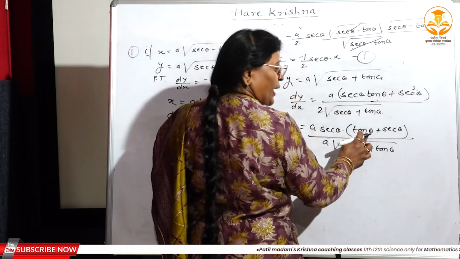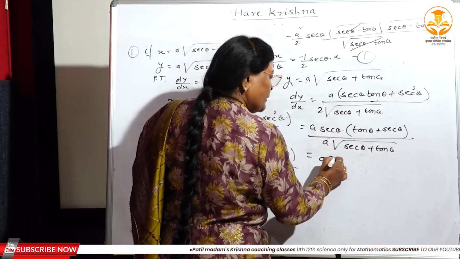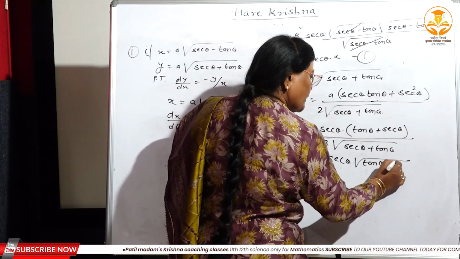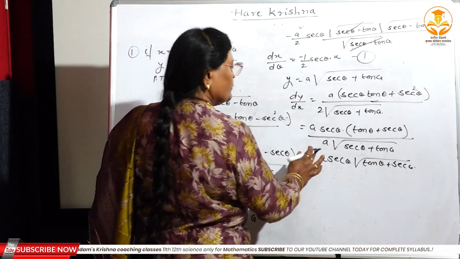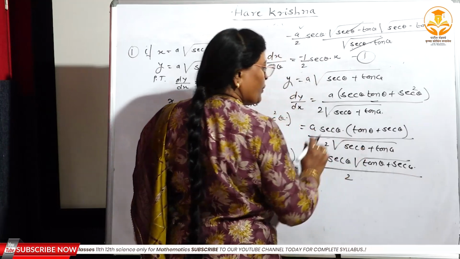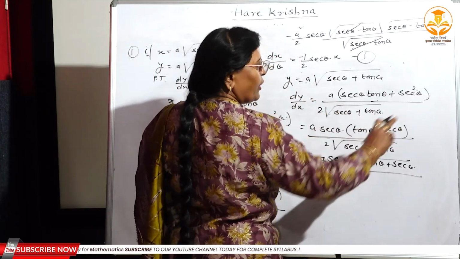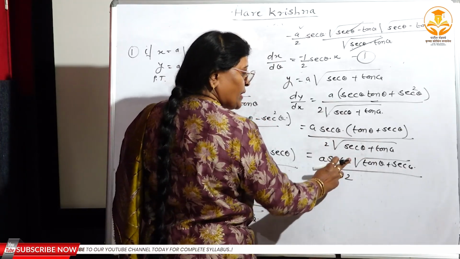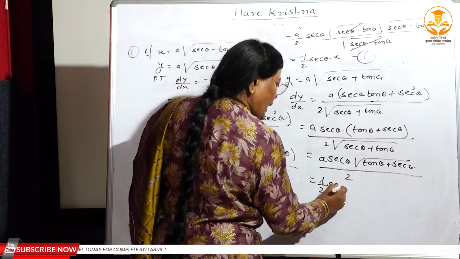Again this term you can write in a 2 root. Therefore, automatically one root get cancelled, and what is remain here? That is a sec theta root of tan theta plus sec theta, isn't it? Now again see, this is 2 divided by 2, because one root get cancelled, isn't it? This you can write as a root of tan theta plus sec theta, root of tan theta plus sec theta, one root get cancelled, what is remain? A by 2 sec theta, again a by 2, 1 by 2 sec theta remain as it is.